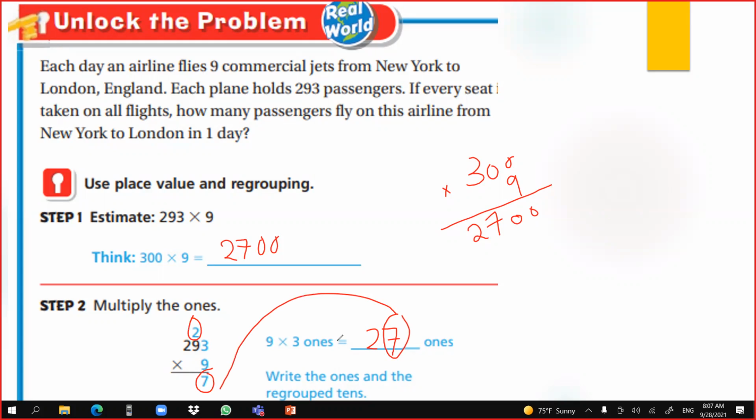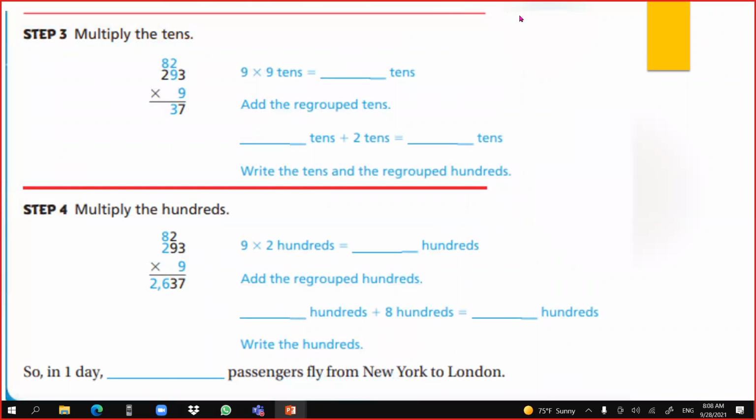Is it clear? Okay, now then. After that, you have to multiply 9 times 9. This 9, you multiply it by the 9 in the tens. What will the answer be? What's the product of 9 times 9? Yes, grade 5.